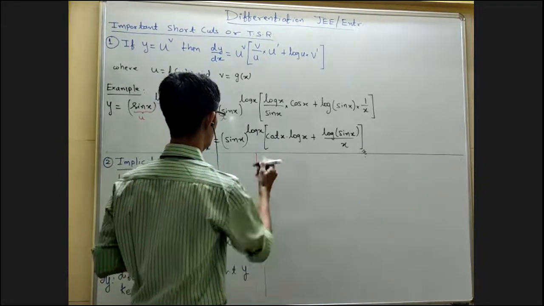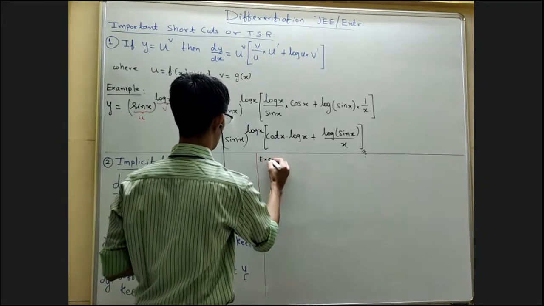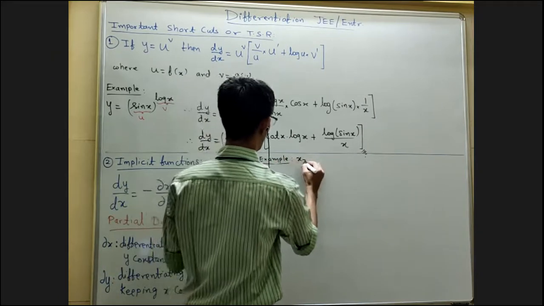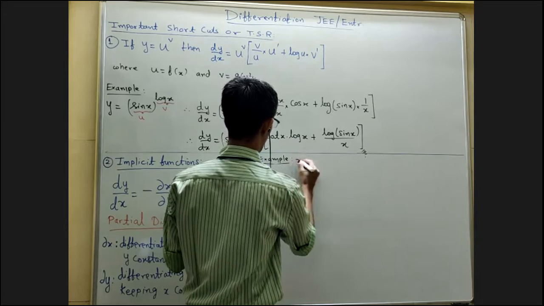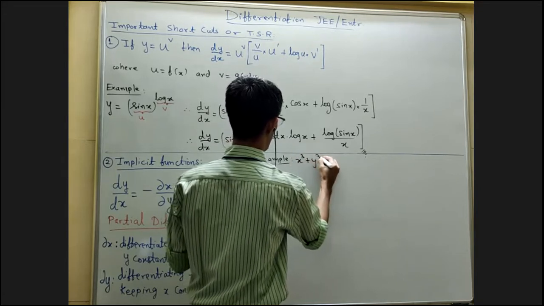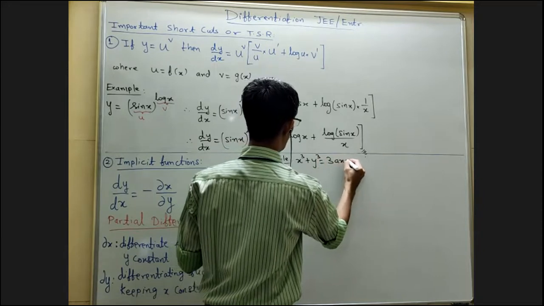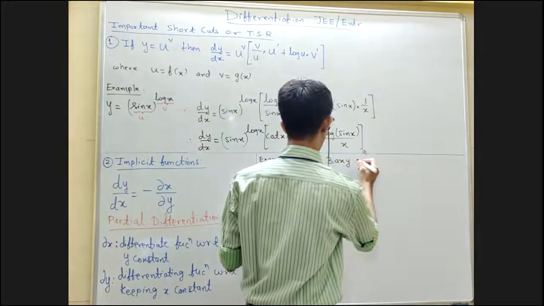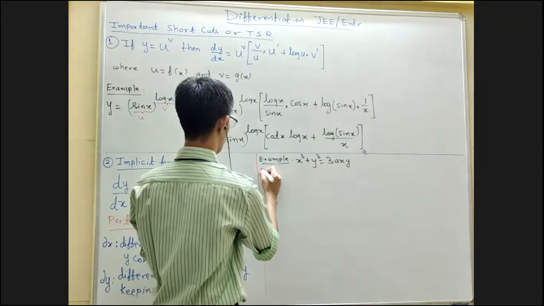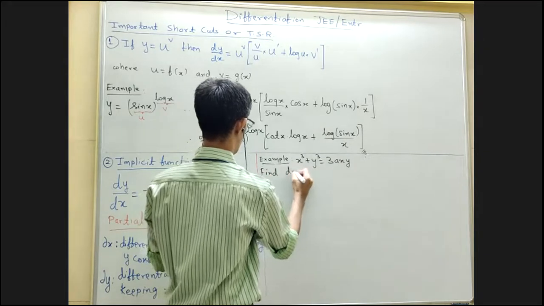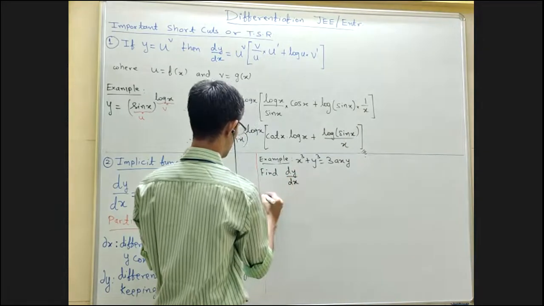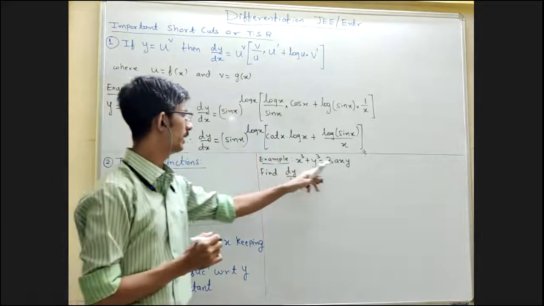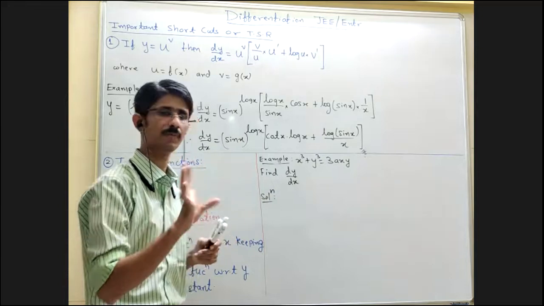So write down the example. x cube plus y cube is equal to 3axy. Then find dy by dx. Solution for the problem. Now look, this is an implicit function, students, a problem that is a combination of x and y.